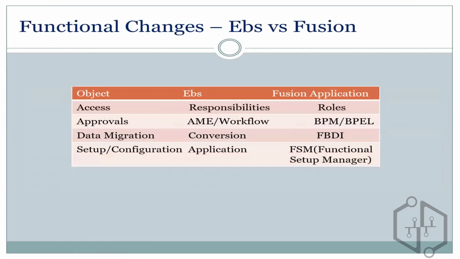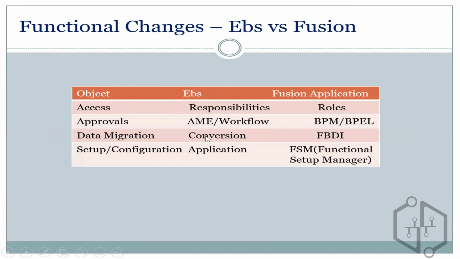Okay. What are the functional changes we have? Suppose in EBS we have responsibilities. If you have worked in EBS, we have a word called responsibilities. In Fusion applications, we have roles. In EBS, we have AME and workflow. In Fusion applications, we have BPM and BPEL. In EBS, we have conversions. In Fusion applications, we have FBDI.